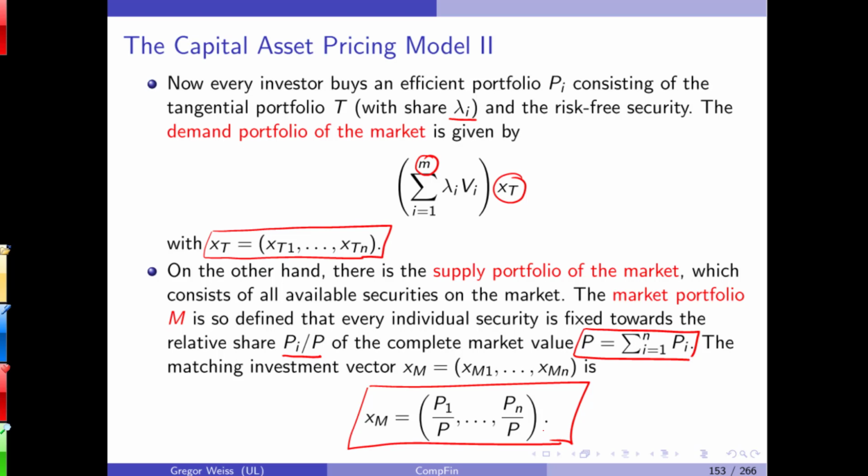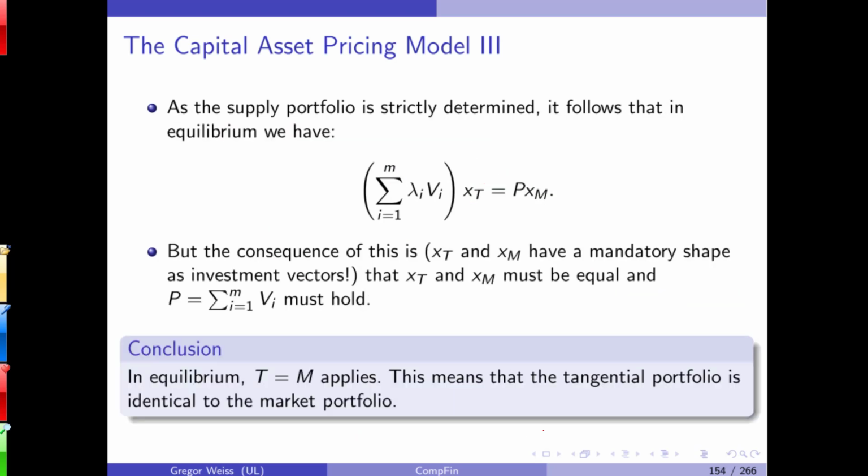We have stocks available, they have prices. These prices exist still from t equal to 0 from the initial market equilibrium. And then we have the prices and the overall volume of the market. And this gives you the shares in the index. Now, as the supply portfolio, the number of shares is fixed. And this is not endogenous to the model. This supply portfolio is strictly determined.